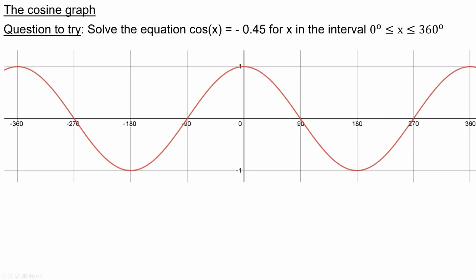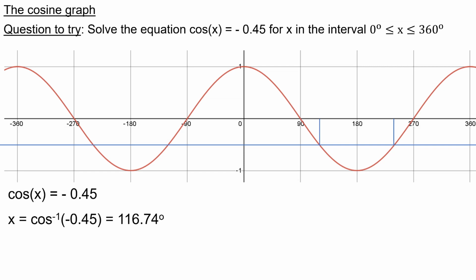Here are the answers. So you can see I've sketched the graph, I've drawn the line y is equal to minus 0.45. We do cos minus 1 of minus 0.45, giving you 116.74, which is obviously this solution. And then I'm going to notice that because of the symmetry of the graph, the difference between 90 and 116.74 is going to be identical to the difference between 270 and the solution on the right.